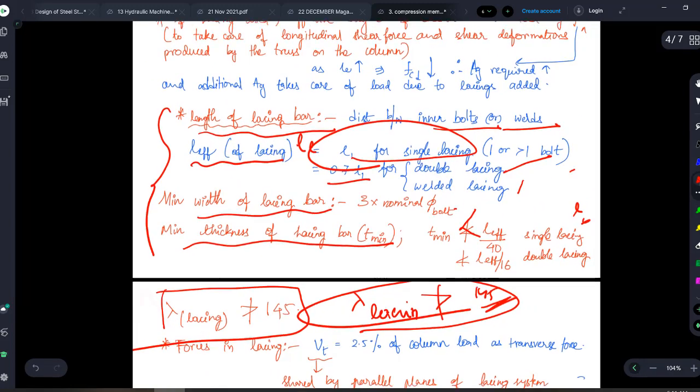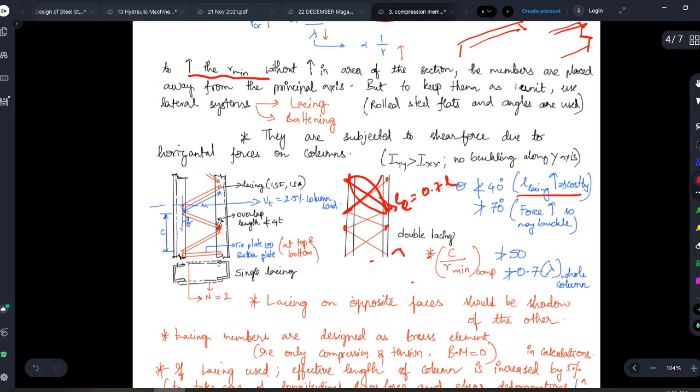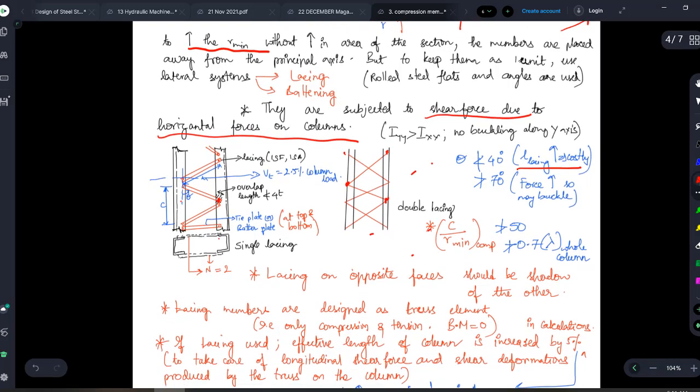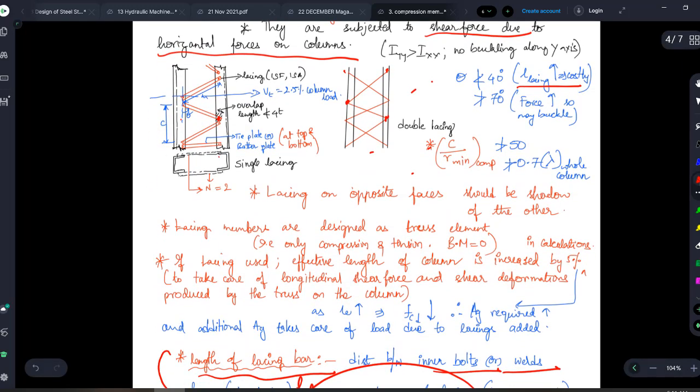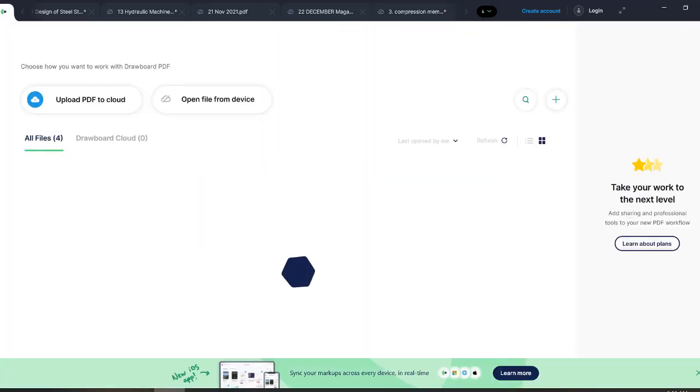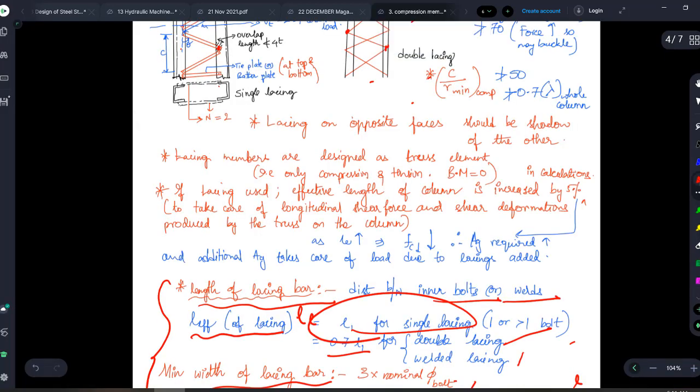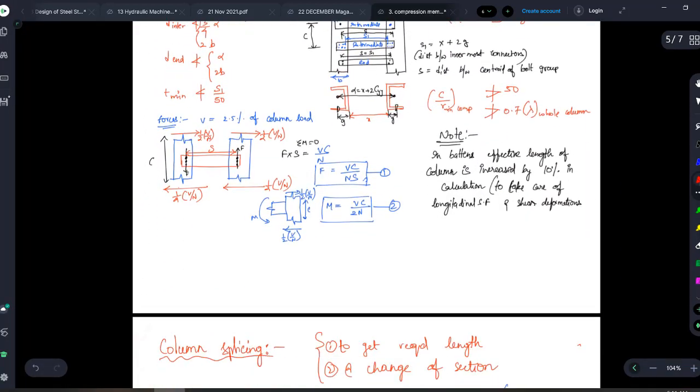See, whatever lacings are there, or even battens, they are going to resist the shear force due to horizontal forces on the column. If there is a certain horizontal force acting on the column, these lacings have to resist the shear force. Now the question comes, how much shear force is actually acting horizontally on my column? The answer is, I don't know. The answer is very simple, we don't know, but our codebook has a solution for that also.